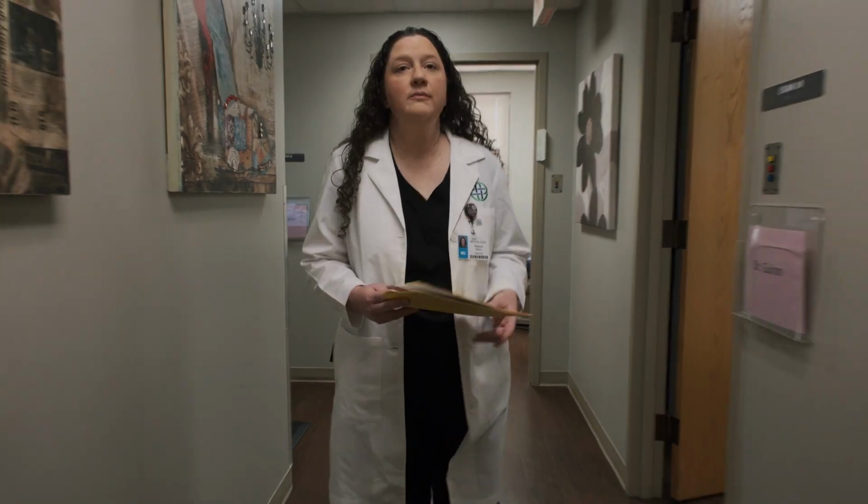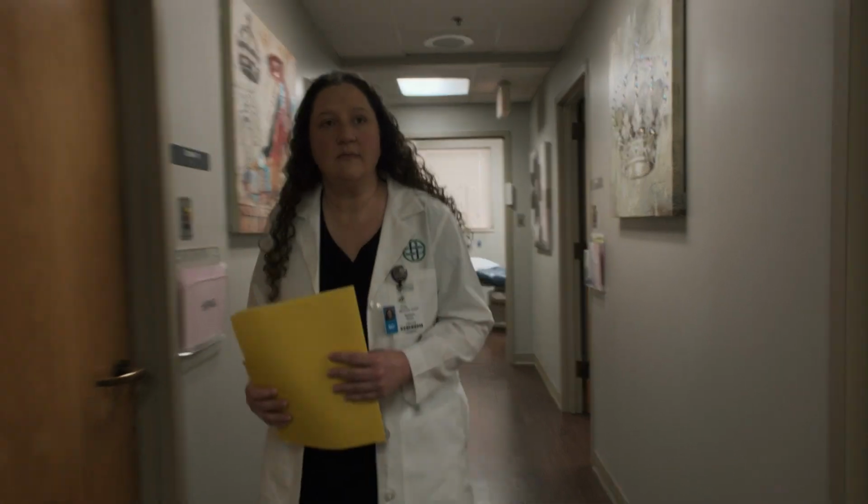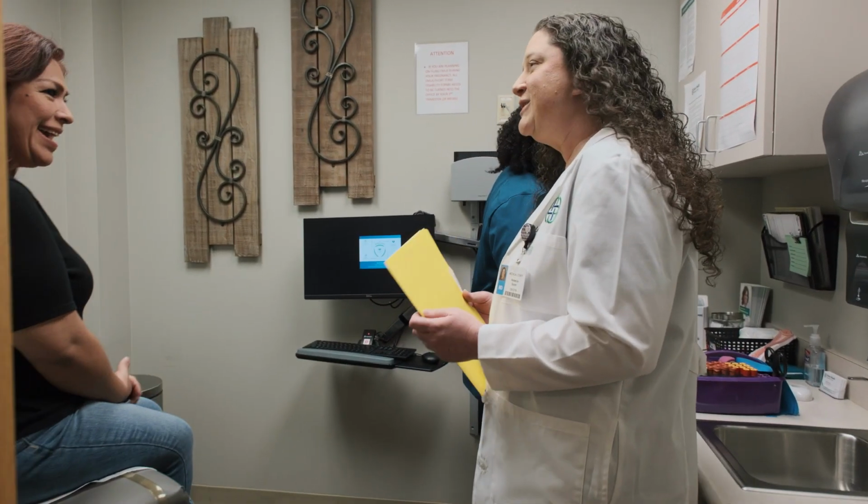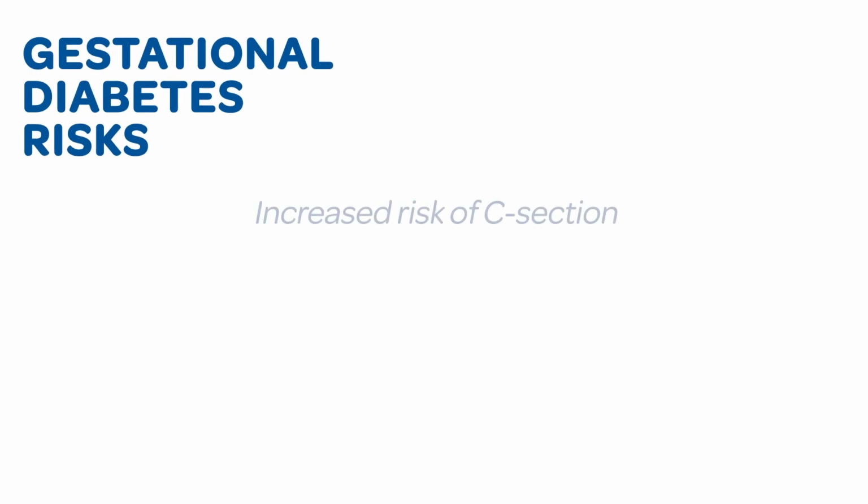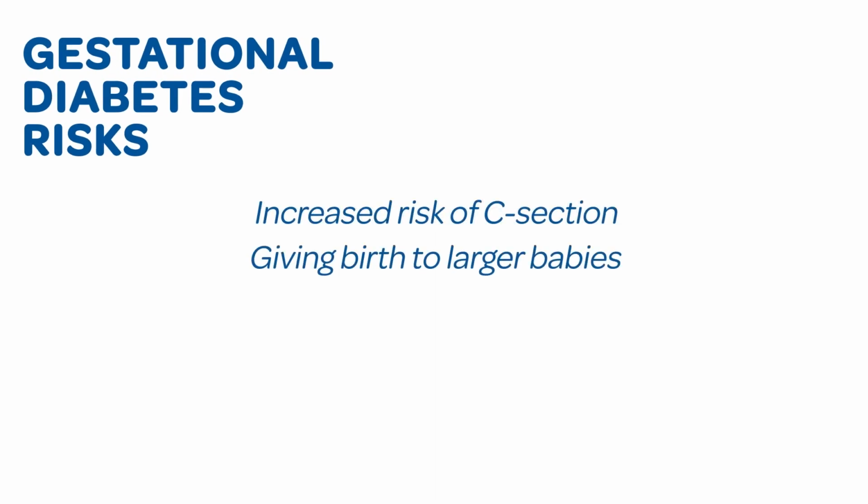And what happens is that the cells don't process the sugar appropriately. So that sugar builds up in the bloodstream. That causes problems for both mom and baby. It can cause an increased risk of having a C-section. It can cause larger babies, which is one of the reasons that moms end up with C-sections. It can increase mom's risks of having preeclampsia.